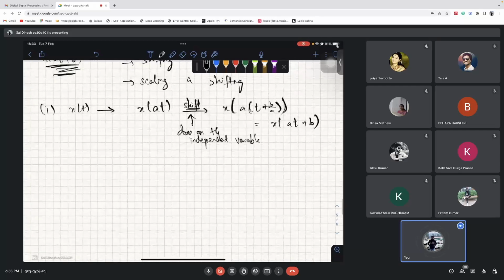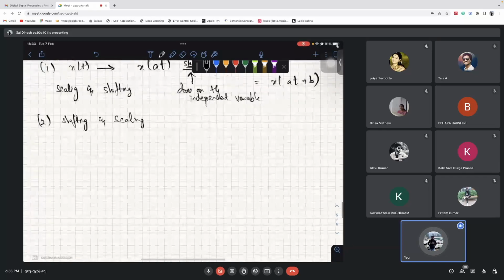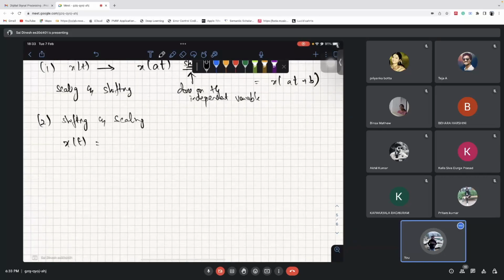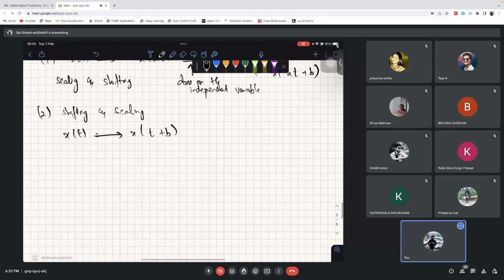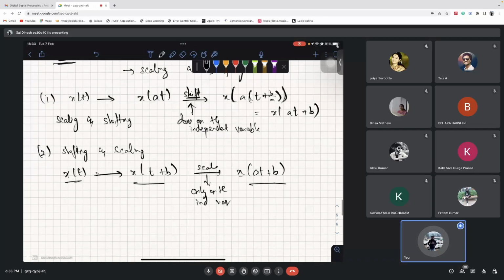So this is scaling and shifting. The second one would be shifting and scaling. How do you do this? First you shift by b, so x of t plus b, and then scale. Again we do it only on the independent variable, so it is at plus b. So this is quite simple. I suppose you don't have to calculate this part.